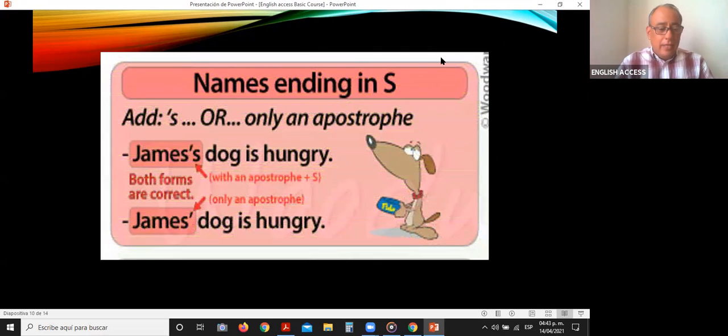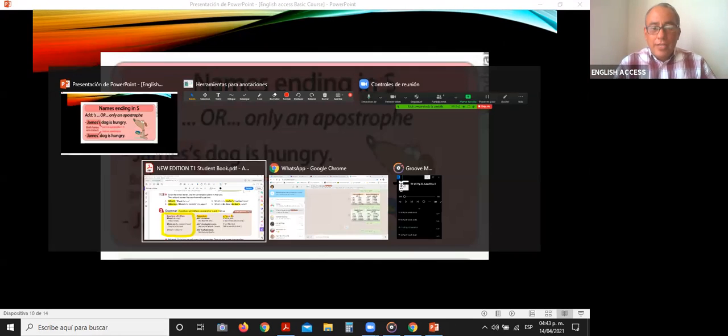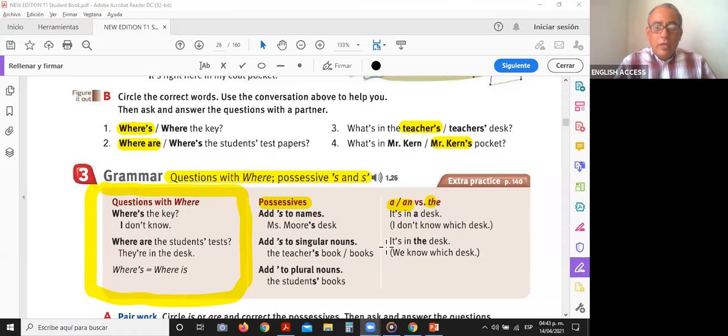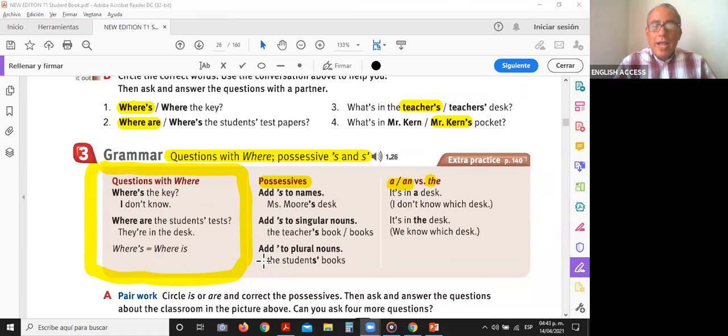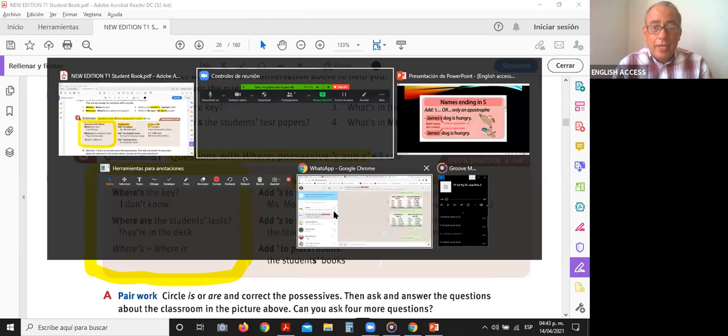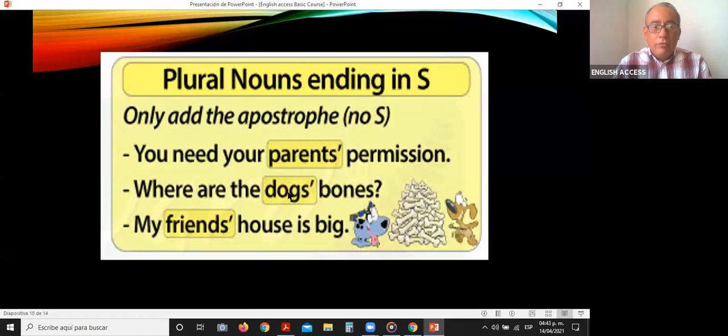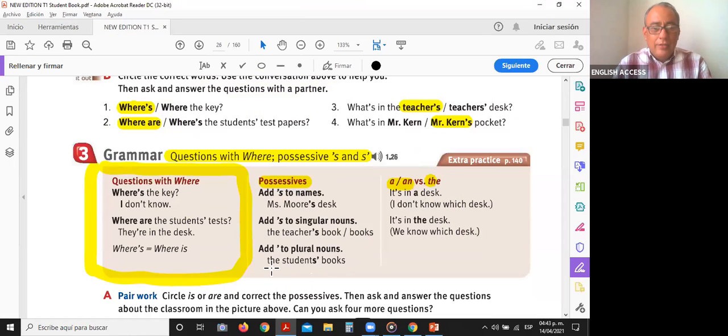And finally, the book also teaches that we can add the s to plural nouns, but that's the one we have right here. Plural nouns ending s, like students' books. In this case, the books belong to the students. Could be one book, or two or more. The books belong to the students. How many students? Two, three, or more.